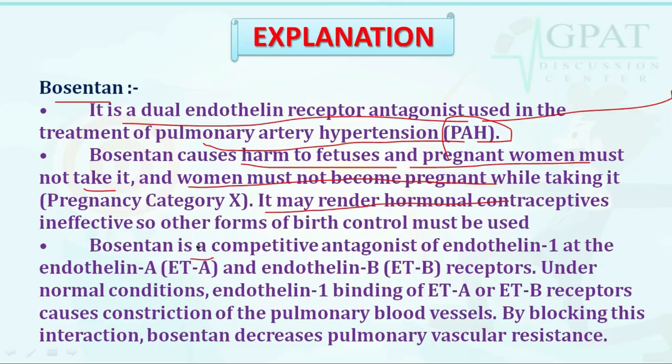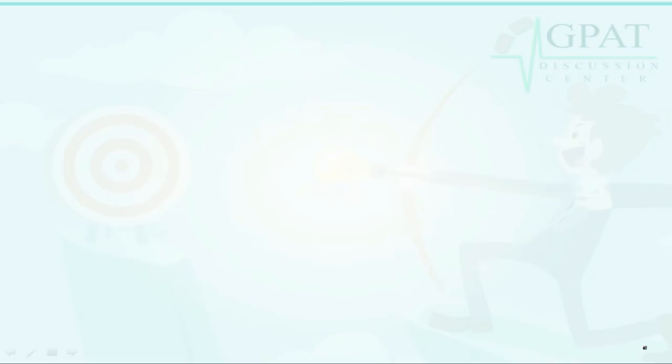And bosentan is a competitive antagonist of endothelin 1 at the endothelin A and endothelin B receptors. Under normal conditions, endothelin 1 binding to ETA and ETB receptors causes constriction of the pulmonary blood vessels. By blocking this interaction, bosentan decreases pulmonary vascular resistance. So this is all about this question. Moving on to the next question.